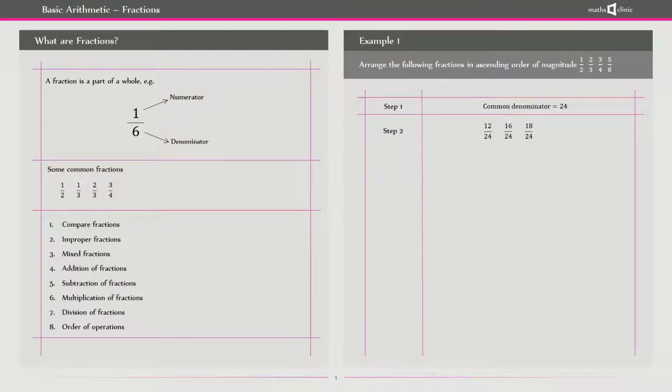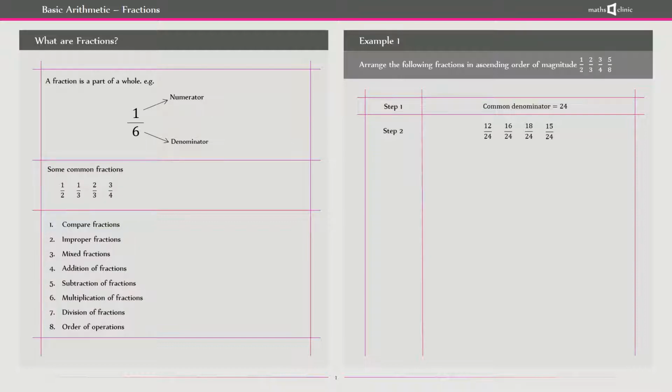Okay, and then finally we have 5 over 8, and basically you want to express this with denominator 24. In this case, you'll be multiplying by 3 because 8 times 3 is 24, and you do the exact same thing to the numerator. You have 5 times 3 as 15 over 24. And that is pretty much it.